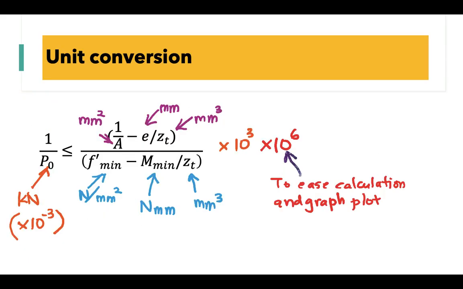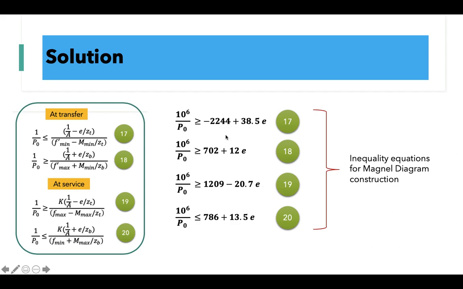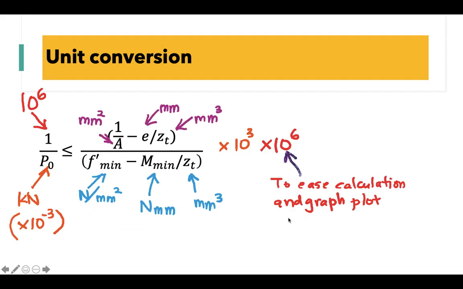If we go back, you can see that in this equation we have 10 to the power of 6 divided by P naught, and also these equations, which are the values from the previous equations: equation 17, 18, 19, and also 20.